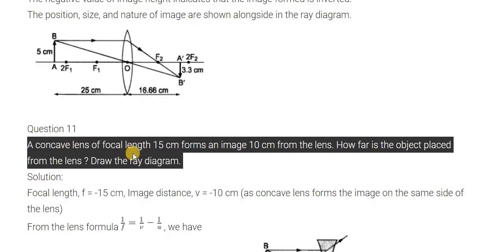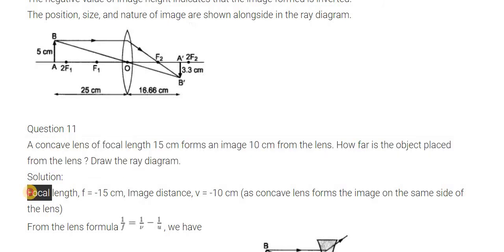So in such a case, we have to take the focal length with a minus sign as per the Cartesian sign convention. And it forms an image. Here the image is given, it's 10 centimeter. And as it is a concave lens, we get the image on the same side as the object, so we have to take this image as minus 10 centimeter. How far is the object placed from the lens, and draw the ray diagram. We have to find out u and also draw the ray diagram for this case.